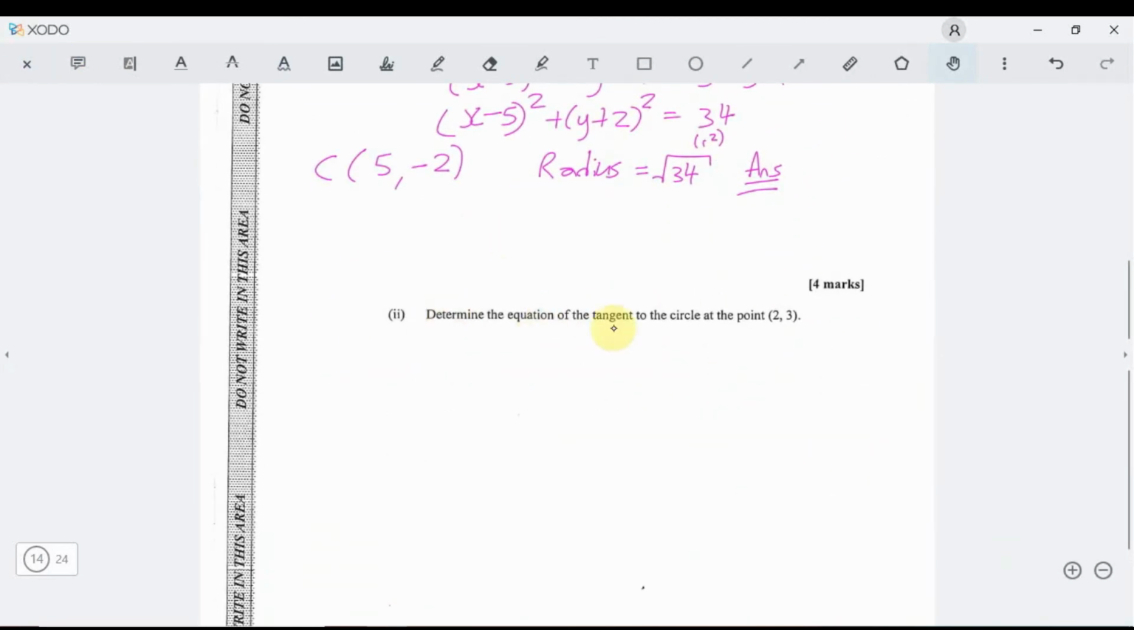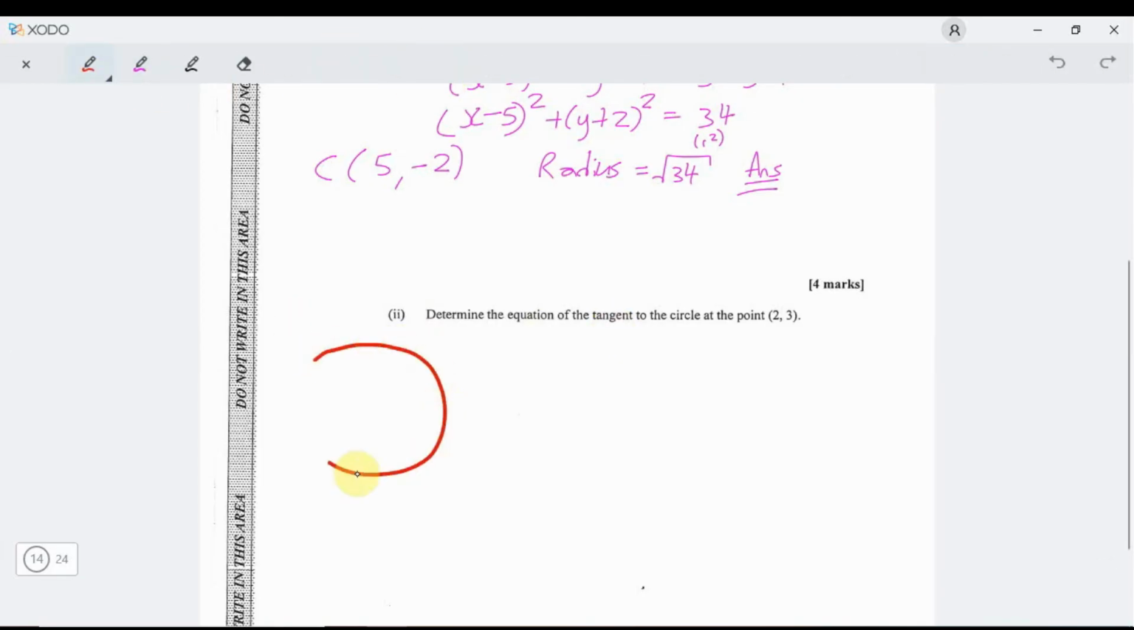Down here, when they say determine the equation of the tangent at 2, 3, I like to draw my circle. The center is 2, 3. Oh, sorry. The center is 5, negative 2, guys. Sorry. The center is 5, negative 2, and the point of tangency is 2, 3. So 2, 3 is somewhere here, and this is the tangent we want. We want to find the equation of this line.